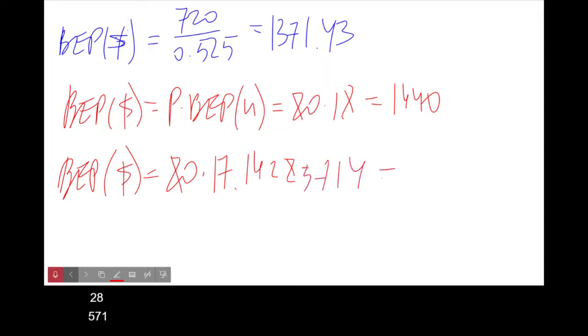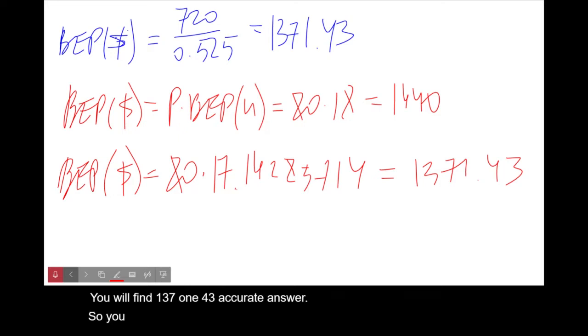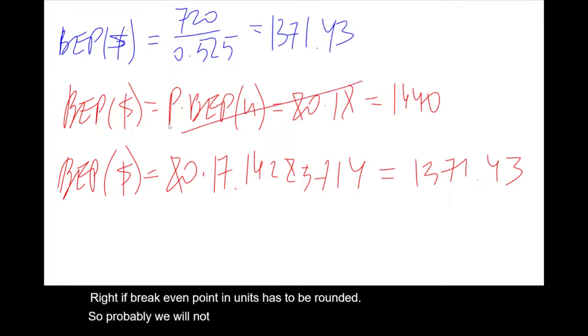17.142857... If you do that, you will find 13,714.3. Accurate answer. So you have to judge which formula to use, right? If break-even point in units has to be rounded, then probably we will not use that formula, right?